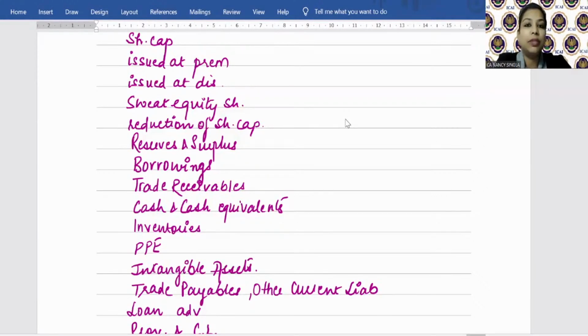Apart from this, today we'll be doing the verification with respect to property, plant and equipment, intangible assets, and if time permits, trade payables also. Further, students, the notes with respect to share capital and borrowings are left, which I'll be taking up in the next session. In the last session, we also discussed 5 MCQs, and today also we'll be discussing MCQs.